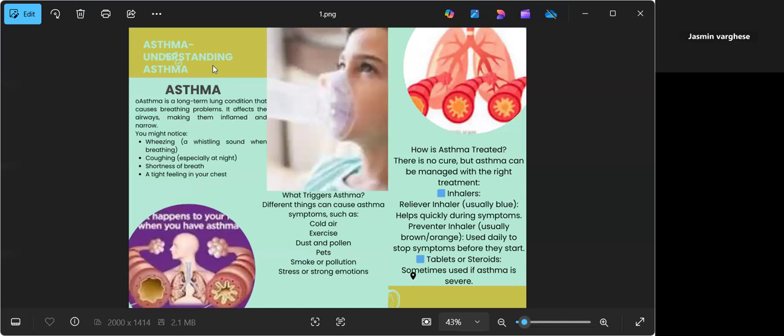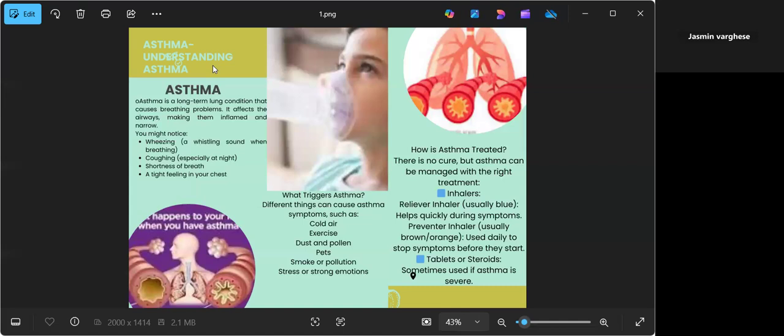You can simply add different things that can cause asthma, such as cold air, exercise, dust, pollen, pets, smoke, pollution, stress, and strong emotions. All these are very, very simple words, right? These simple terminologies will give more idea to the person. Okay. Then you can write how asthma is treated, how we can treat asthma.